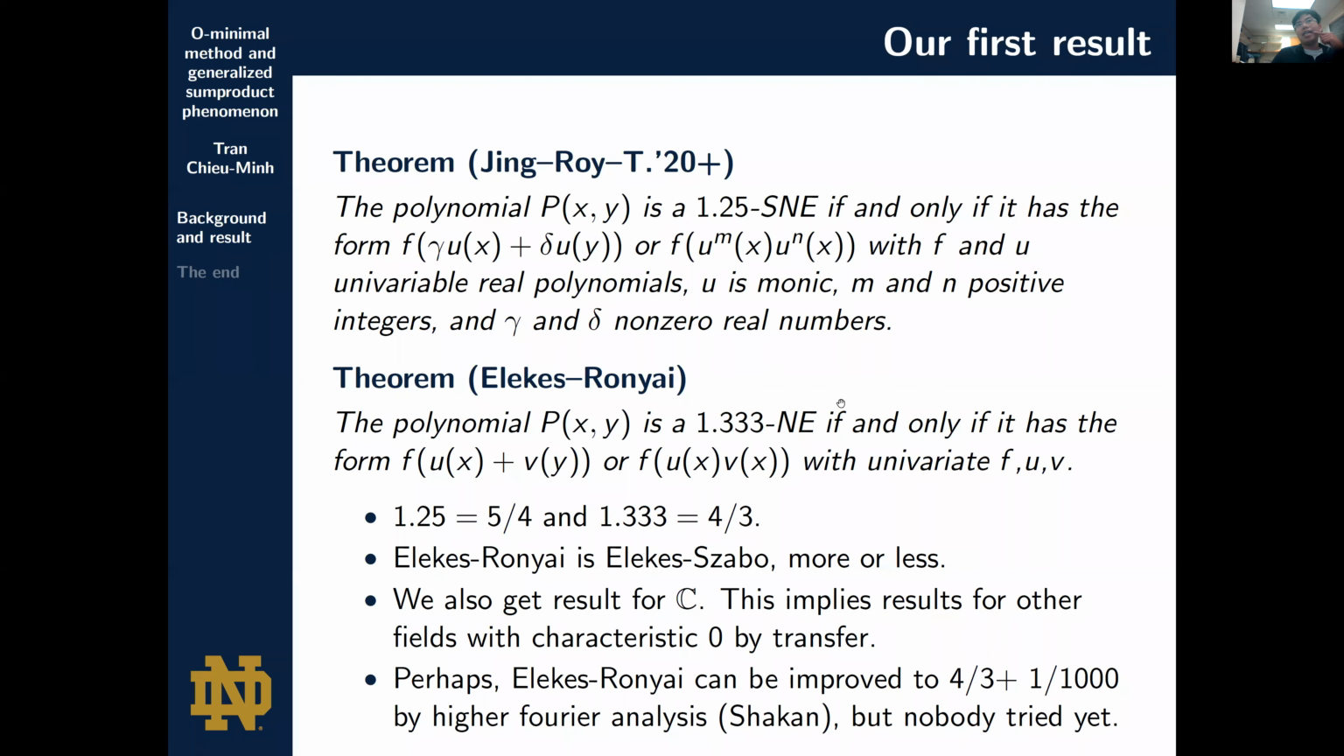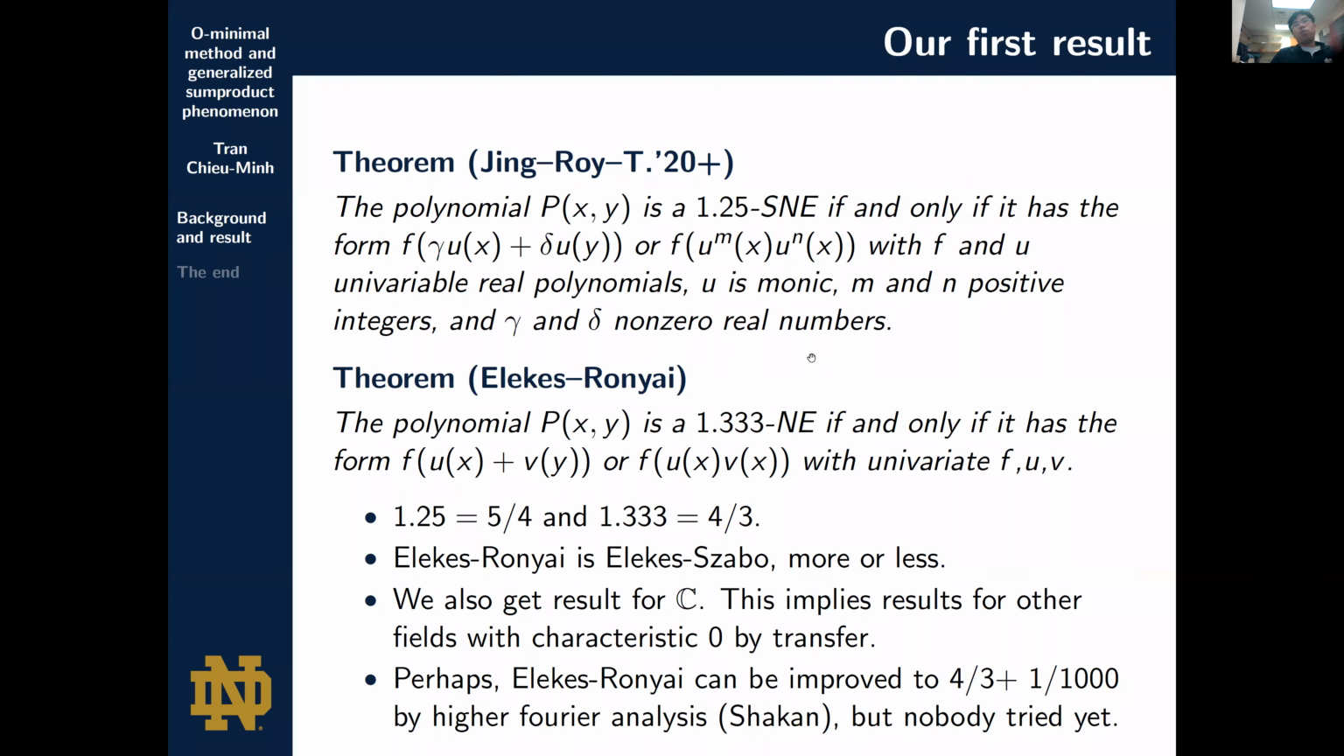Maybe when I'm saying that the current record holder is 4/3, there is a chance that this can be improved to 4/3 plus 1/1000 using some higher order Fourier analysis along the line of work by George Shakan, but I don't think that anybody has tried yet. I'm not 100% sure about that, but there's a chance that the current technique can be improved to 4/3 plus 1/1000.